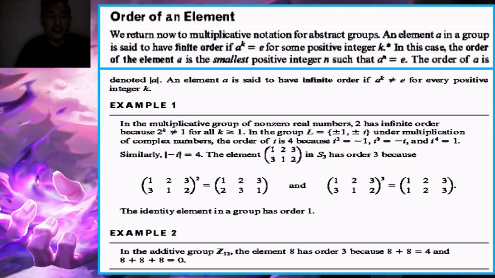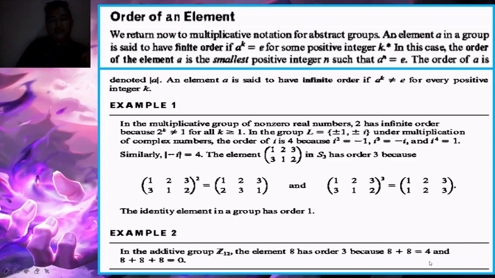So example number 2. In the additive group Z12, the element 8 has order 3. Indeed, 8 plus 8 is 16, which is not yet 0 in Z12. Then 16 plus 8 is 24, which is 0 in Z12. So, three copies of 8 give 0.